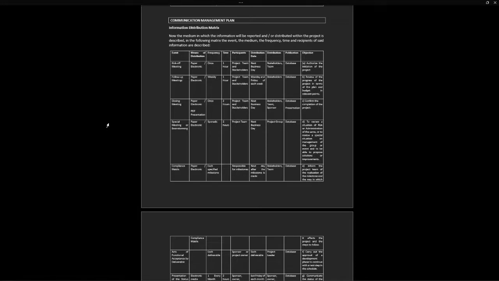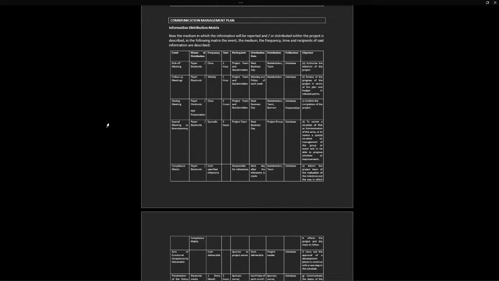So we have the kickoff meeting, basically the first meeting of every project. Its way of distribution is paper or electronic. It can be both ways, or also at the same time. The frequency is once, the time is maximum 1 hour, participants are all the project team and the stakeholders. The distribution time is next business day. Distribution is to stakeholders and team, obviously. And the publication is in the database, and the objective is to authorize the initiation of the project.